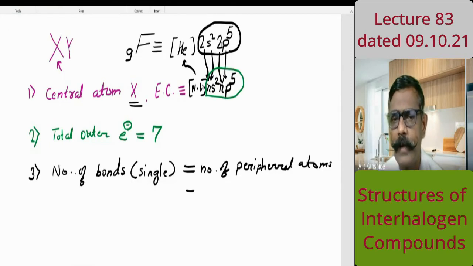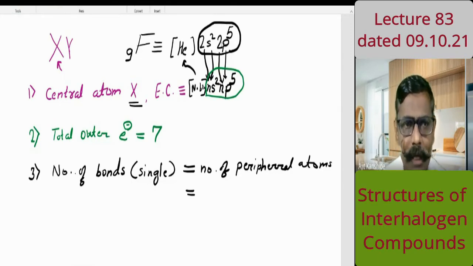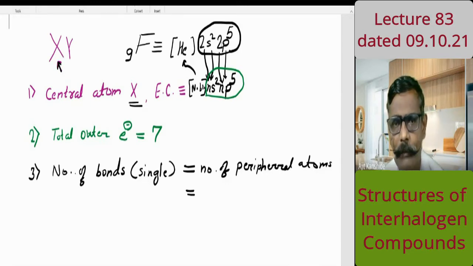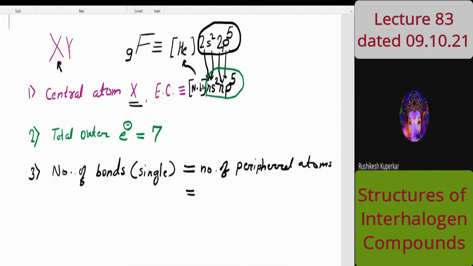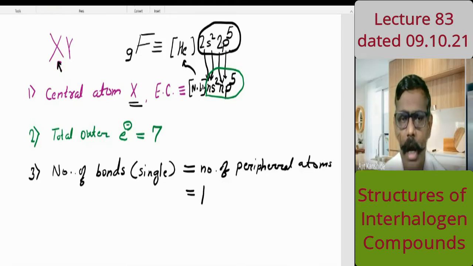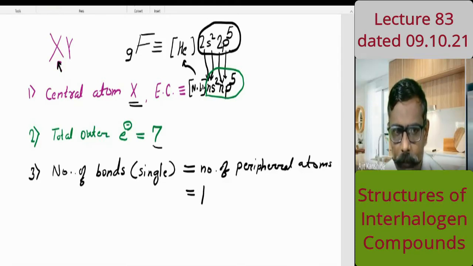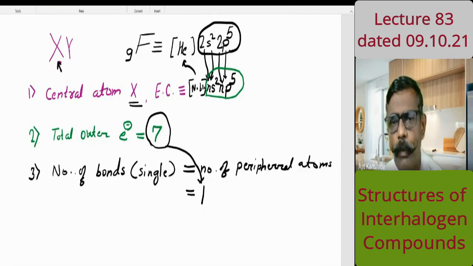How many peripheral atoms are there? How many surrounding atoms are there to this X? X is a central atom. Other than the central atom, how many atoms are there? Those many bonds will be there of X. 1. So out of these 7, one electron is involved in a single bond formation.